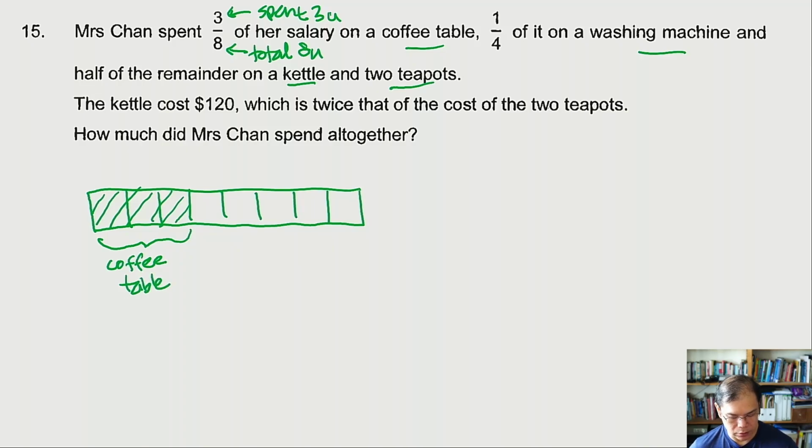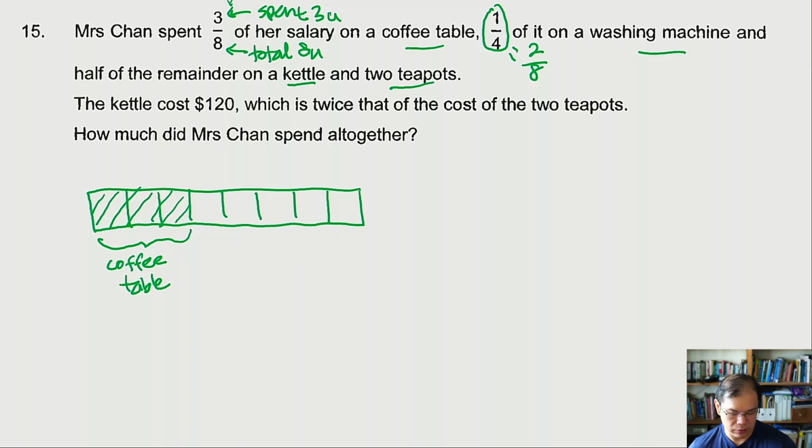One quarter of it on the washing machine. Now, if I've already drawn a model with 8 total units, then I see this 1/4. How do I fit or represent 1/4 into this model that is already divided into 8 total units? Well, it happens that 4 is a nice number that can fit into 8, because 1/4 is actually equal to 2 out of 8.